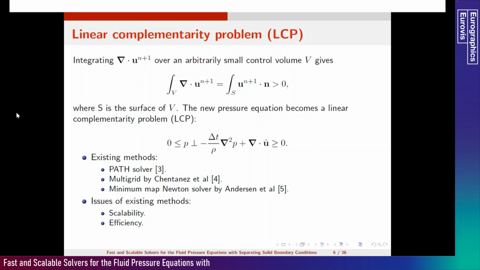The other method is the minimal map Newton's method by Anderson et al., which uses Newton's method to find the solution to the minimal map function. However, each Newton iteration requires complicated formulation of the linear system and the line search. Therefore, we propose scalable and fast solvers to address these issues.